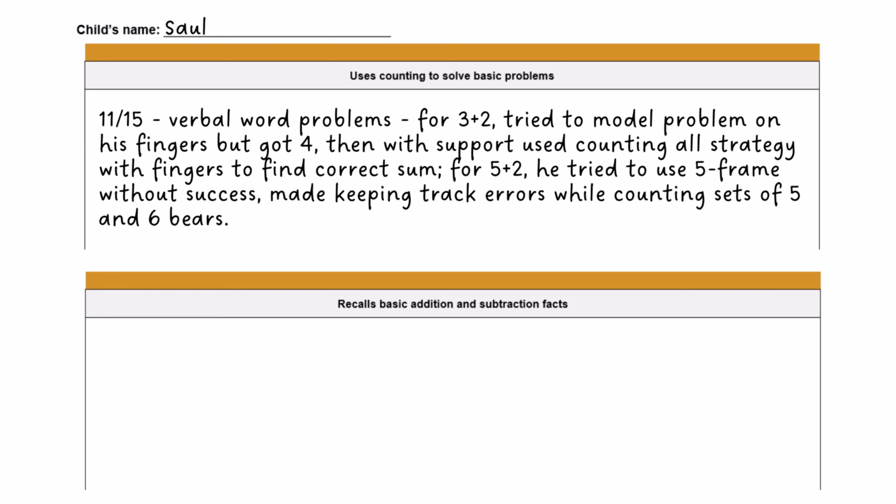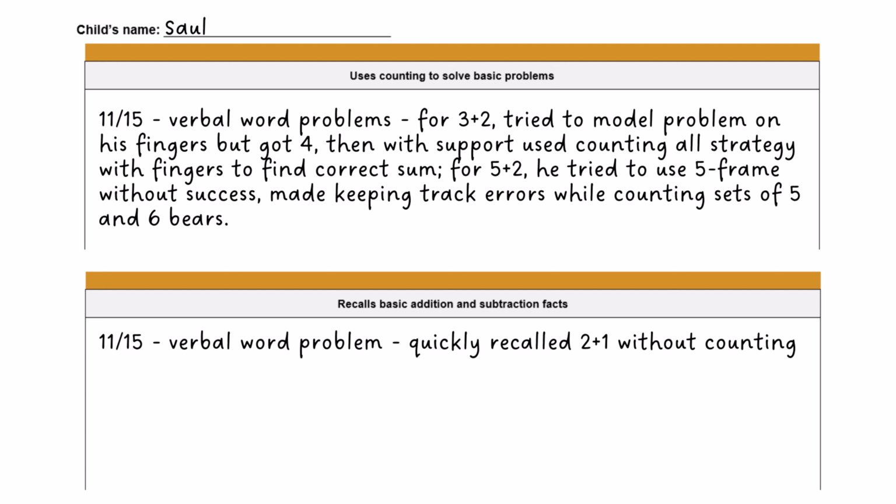Saul appeared to use his knowledge of basic addition facts to solve 2 plus 1. He just knew the result was 3 and didn't need to model the problem or use counting. To solve 3 plus 2, he attempted to directly model the problem using his fingers, but came up with the wrong result. With some help, he was able to use the counting all strategy more effectively by representing each quantity on separate hands and then counting all his fingers to find the correct result.